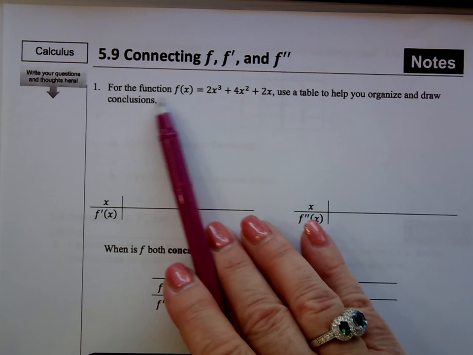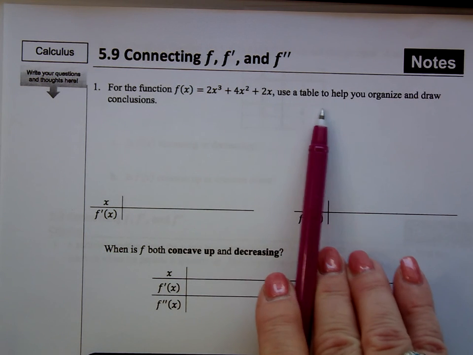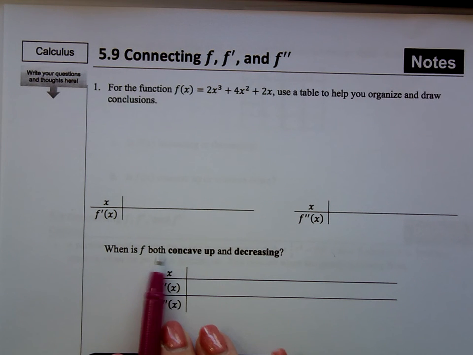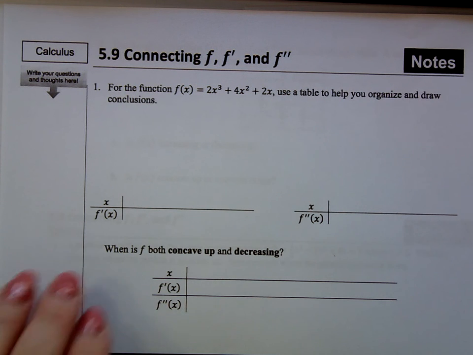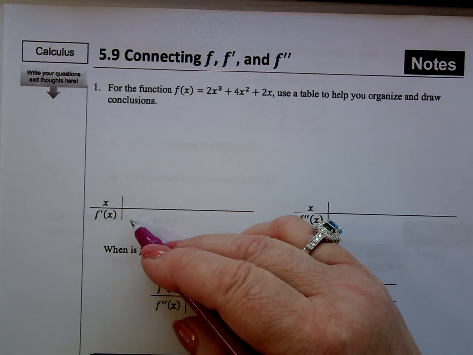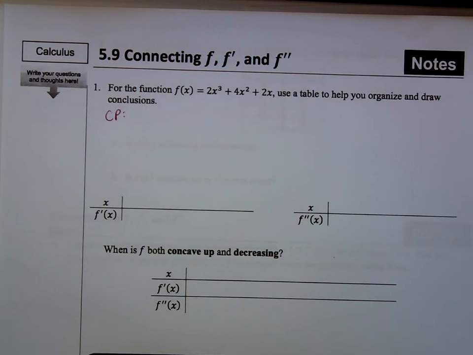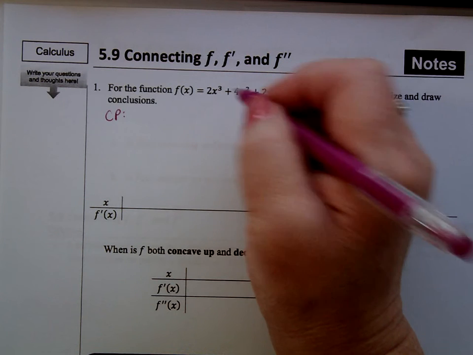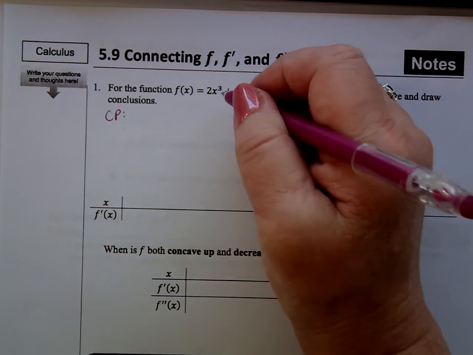All right, so for the function f of x, they give you the function. Use a table to help you organize and draw conclusions. So ultimately, we're going to get to: when is the function both concave up and decreasing? Well, concave up comes from the second derivative, decreasing comes from the first derivative. So what we need to do is make a sign chart out of both of these things. So if I'm going for the first derivative, I'm looking for the critical points. My critical points come from setting that first derivative equal to 0 and solving it out and then figuring out if there's any undefined places.